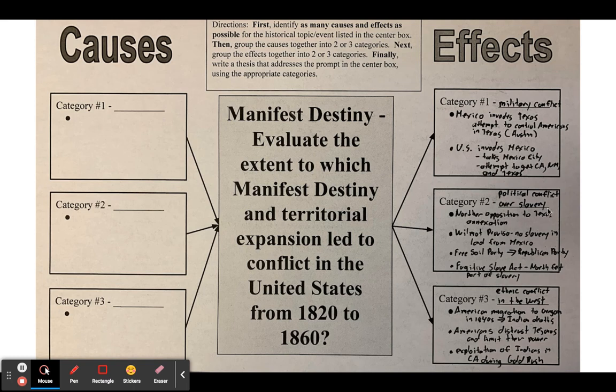All right, so then we have the big issue, which is slavery here. This is the big issue of this time period. So there's a lot of political conflict over slavery. Northerners oppose the annexation of Texas because that would mean another slave state added to the country, and they were opposed to that.